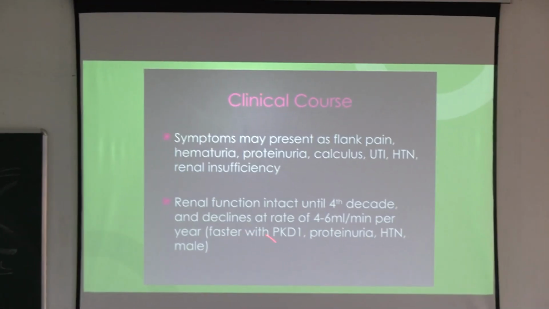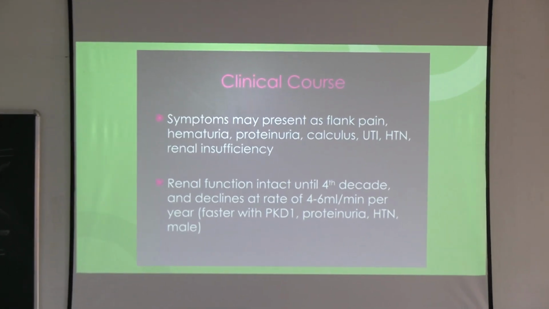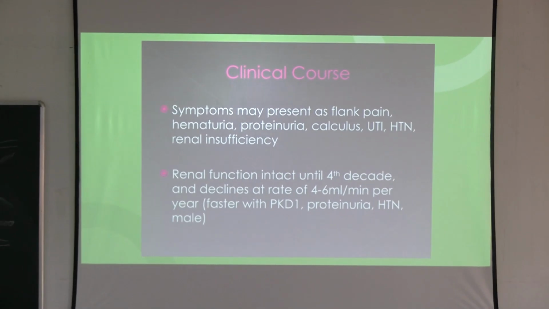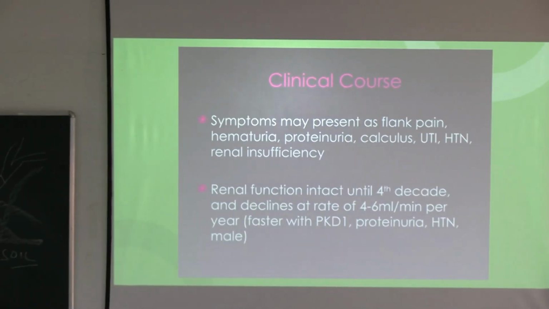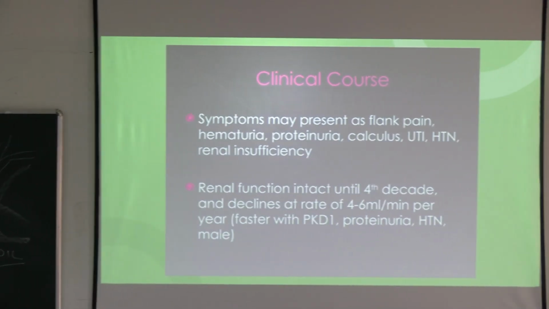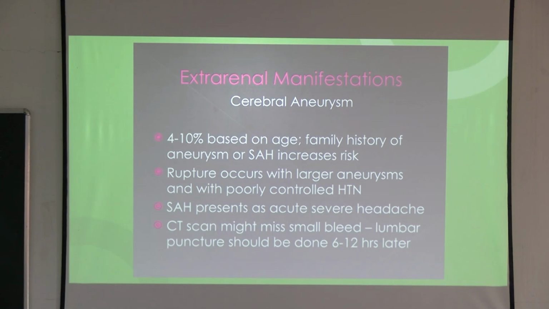Okay, and renal function declines at a rate of 4 to 6 ml per minute per year. And this rate of decline of kidney function is faster with the PKD1 gene and slower with the PKD2 gene. Everybody clear? What are the extrarenal manifestations?